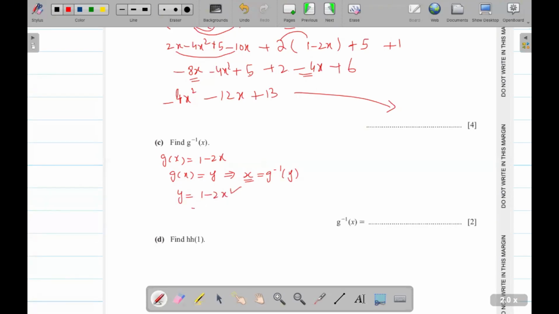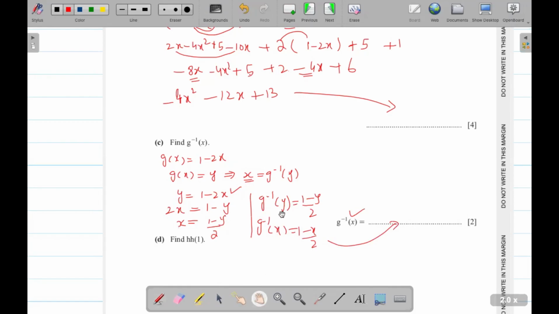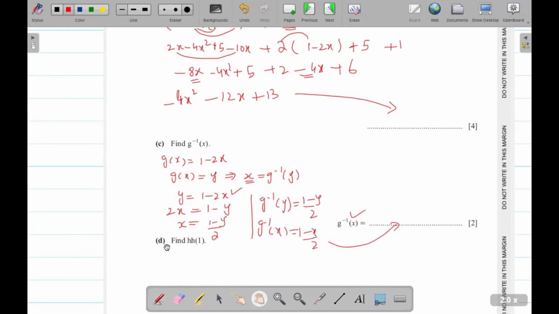To calculate g inverse of x, we can write this 2x equals 1 minus y. We will shift 2x from the right to the left side, and x will be equal to 1 minus y over 2. In place of x we write g inverse of y, and the right side value we write 1 minus y over 2, and to get g inverse of x, we will replace y with x. We can write this g inverse of x will be equal to 1 minus x over 2, and this is the answer. Next is part D, find h of 1.